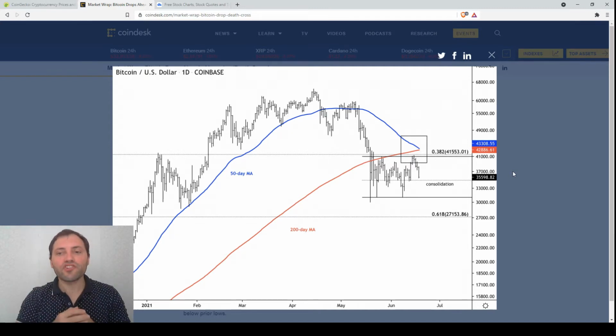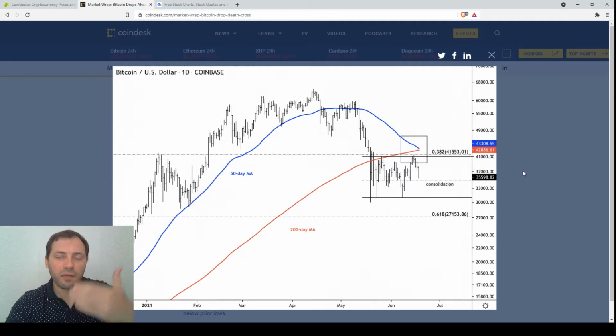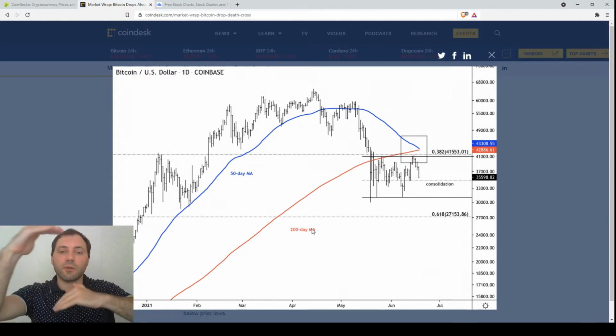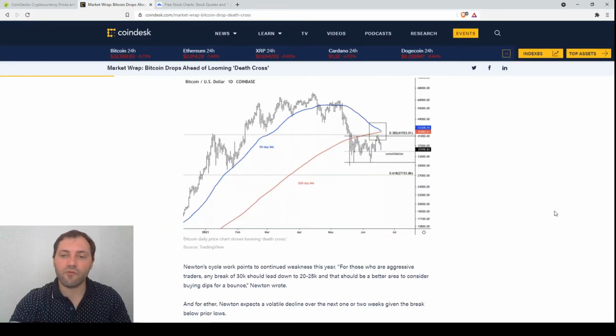And now I will share my point of view on this technical formation, this dead cross or moving average, and how it affects the price charts, and actually what I think about this technical formation when the 50-day moving average crosses and drops below the 200-day moving average.